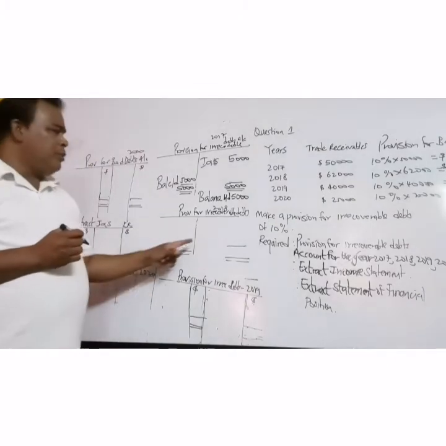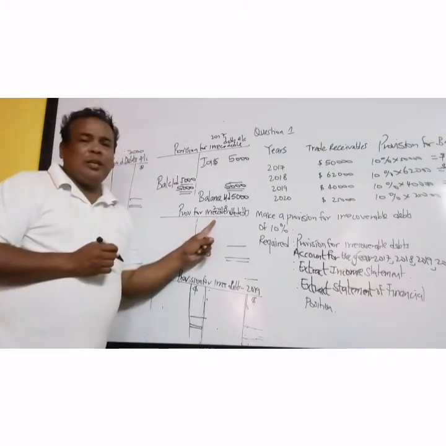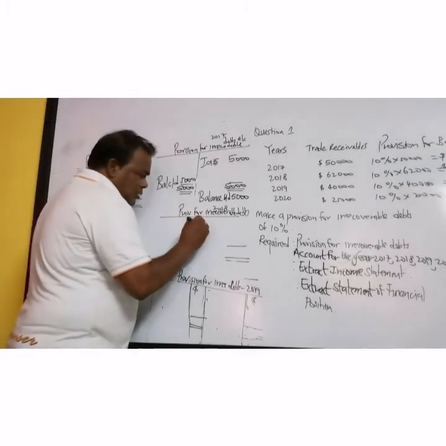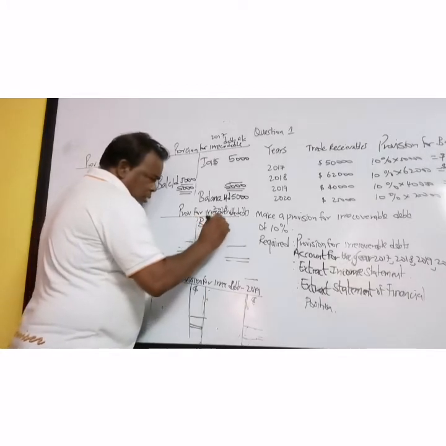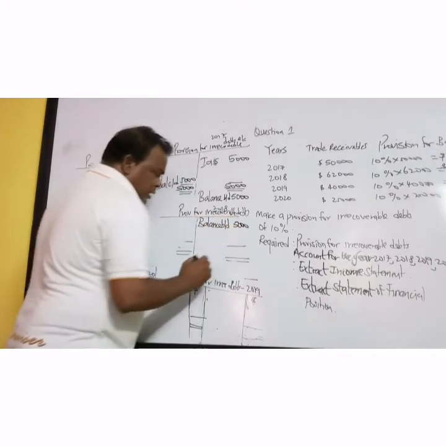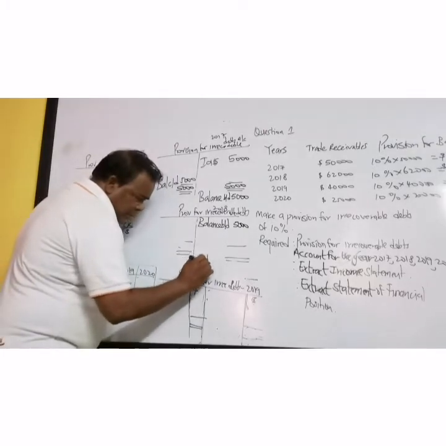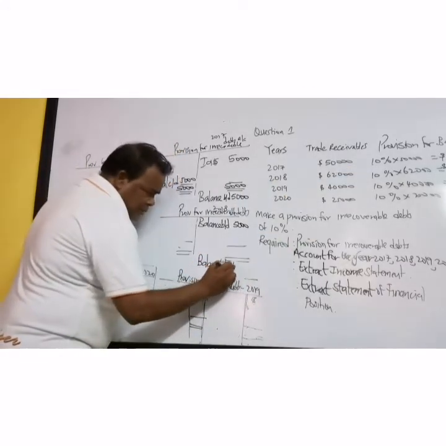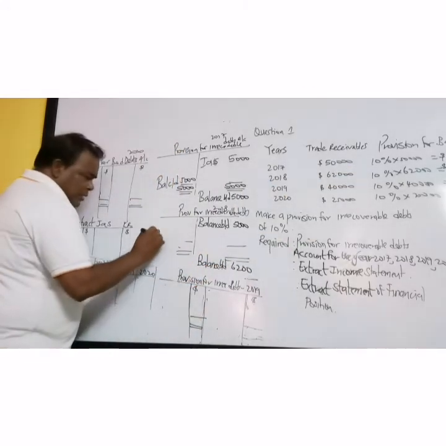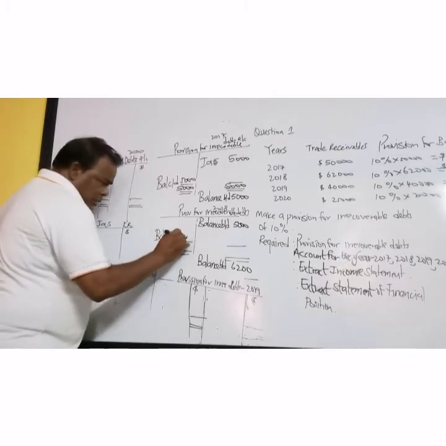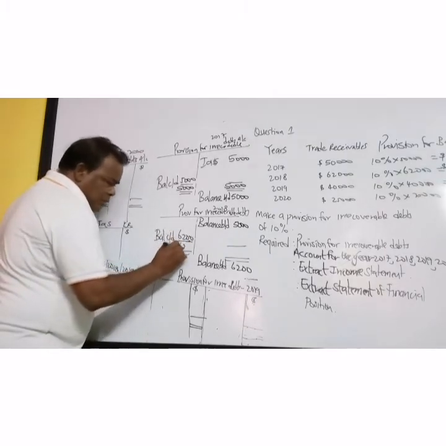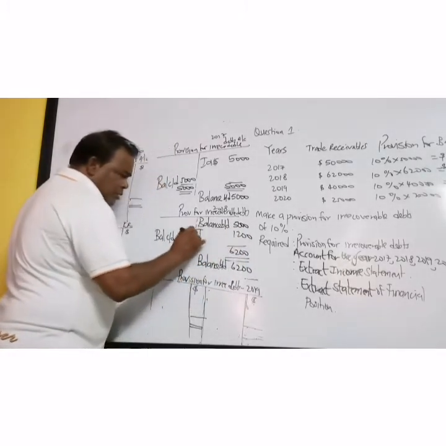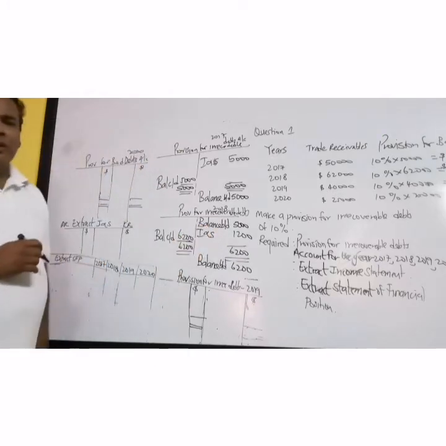Now we are going to prepare the provision for doubtful debts for 2018. The closing balance for 2017 will become the opening balance for 2018, 5,000, and then we have to see the closing balance for 2018. What is the closing balance? 6,200. This will be followed by balance c/d, 6,200. Then we have to close the account. This will be 6,200, 6,200 minus 5,000, we'll get income statement 1,200.